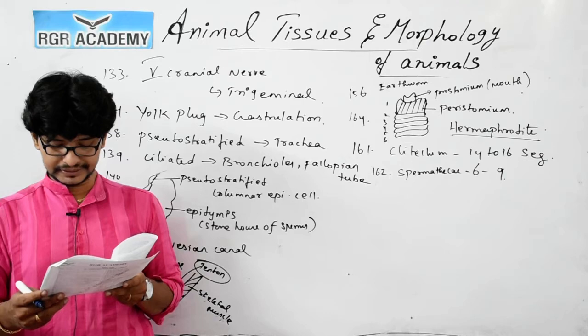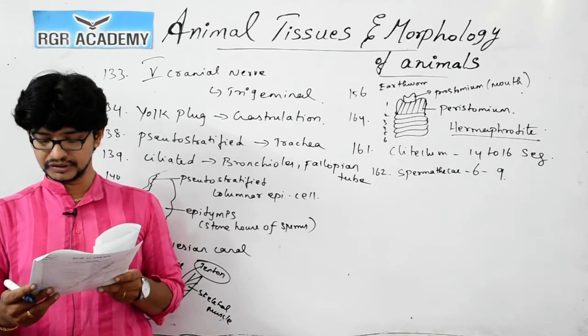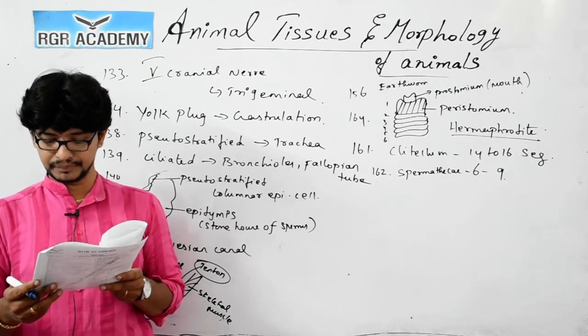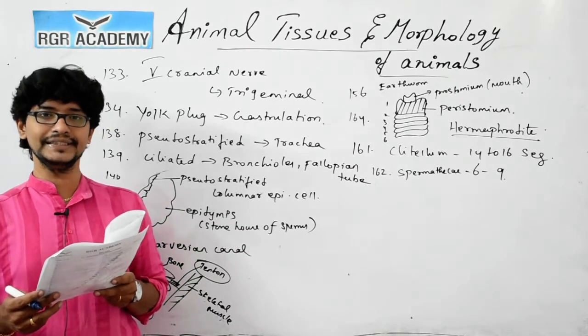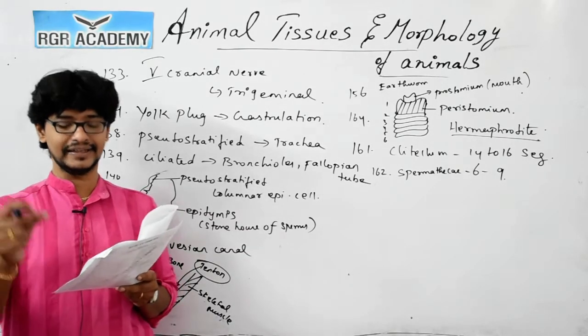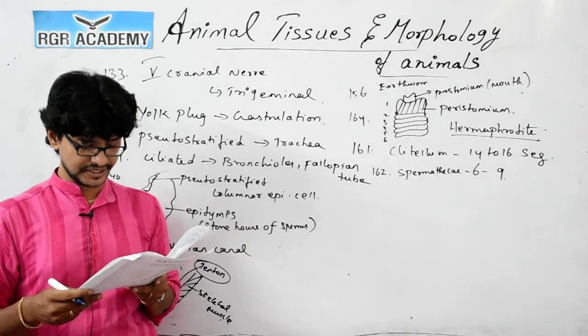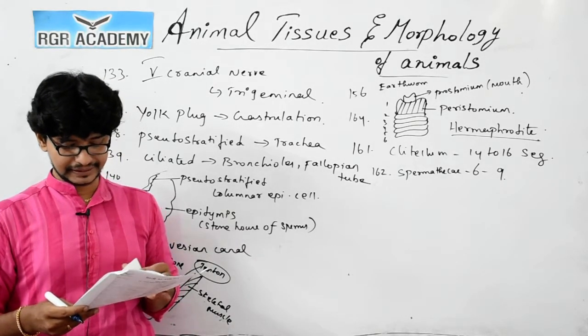Question number 168. In cockroach, the arthrodial membrane joins the sclerites. We have the sclerites, right? The sclerites are joined by the arthrodial membrane. 168, option 3 is the correct answer.